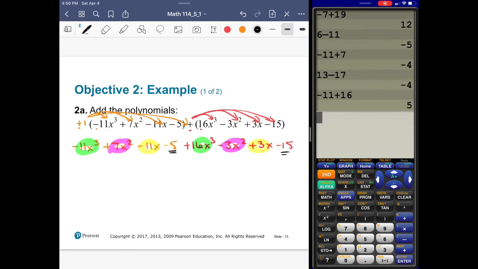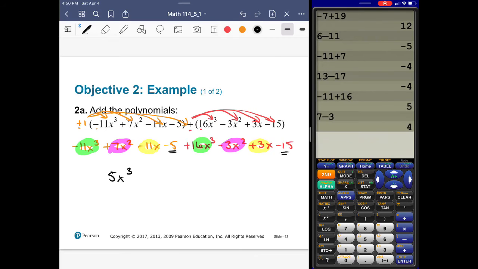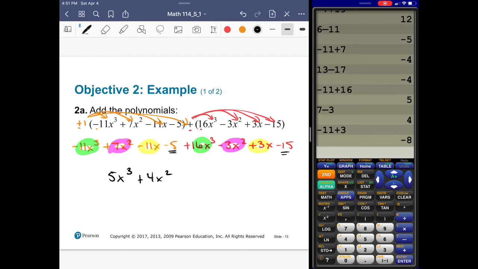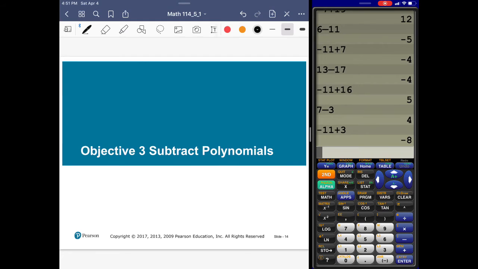So negative 11 plus 16 equals 5x cubed. 7 minus 3 is positive 4x squared. Negative 11 plus 3 is negative 8x. And negative 5 minus 15, negative 20. And that would be my solution for that one.